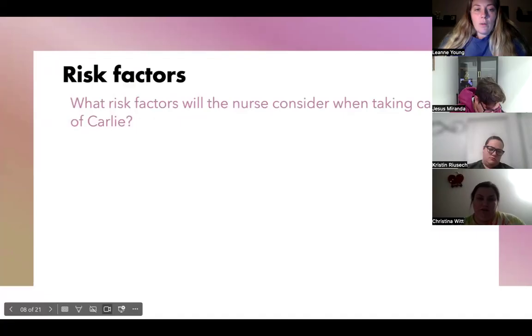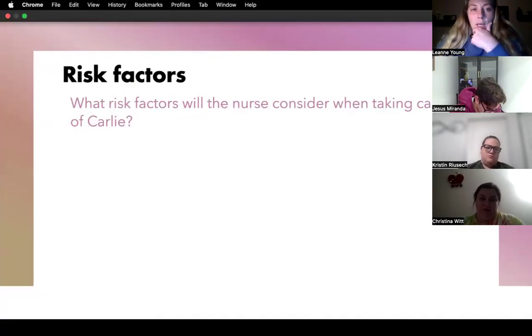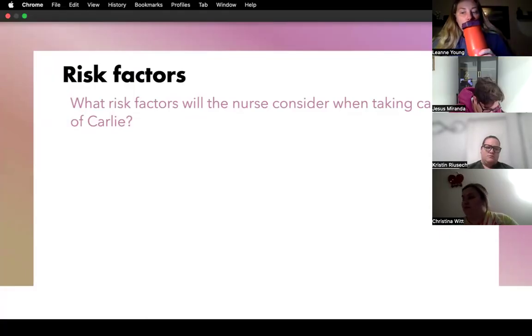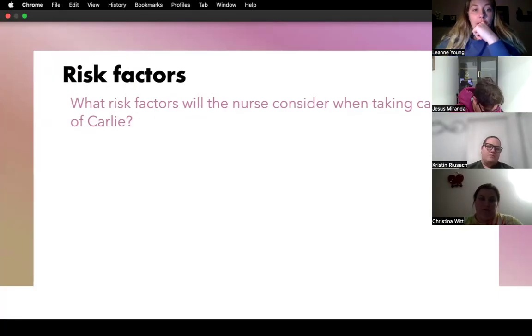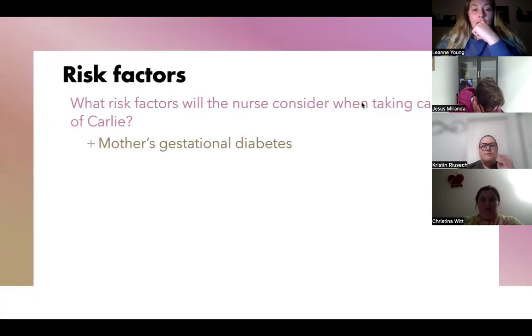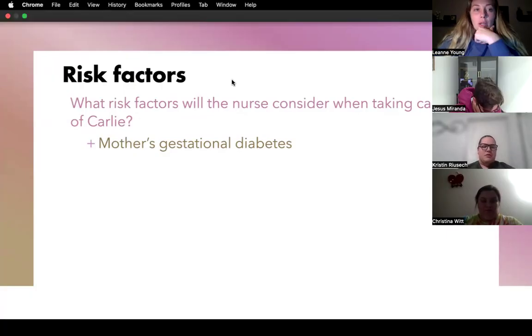Okay, so what risk factors will the nurse consider when we're taking care of Charlie? So what things were we worried about with mom? Blood sugar? Yeah, we're worried about the baby's blood sugar. Mom had gestational diabetes, so that baby is not going to be able to regulate their blood sugar as effectively as a baby born to a mother who does not have gestational diabetes.